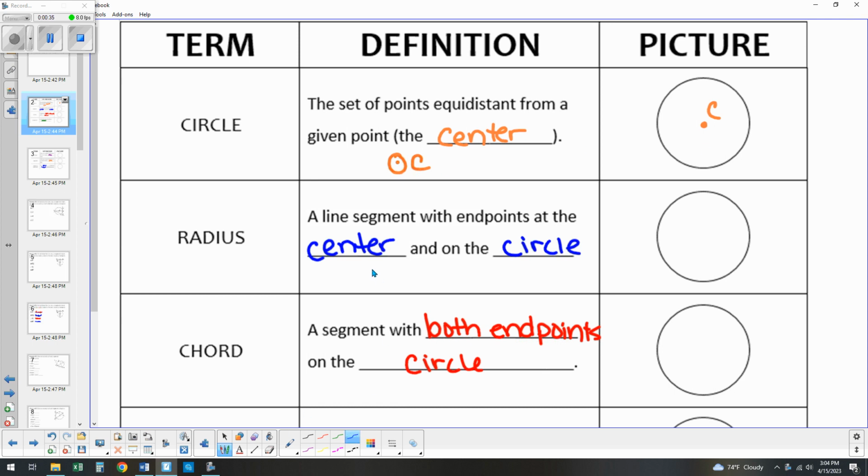A radius is a line segment with endpoints at the center and then on the circle. So if I still had that same center C and I connect it to the edge of the circle, that is now a radius. A chord is a segment where both endpoints are on the circle. So for example, if I had that same point A as before, but then I connected it to somewhere else on the edge of the circle, that would be a chord.